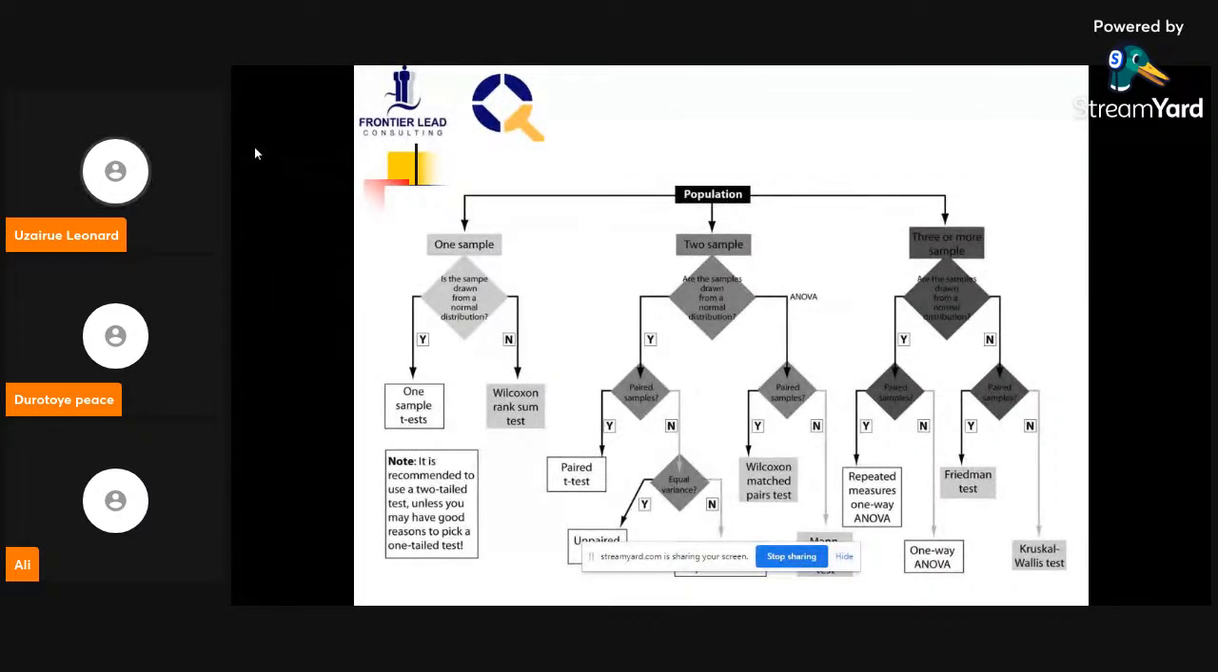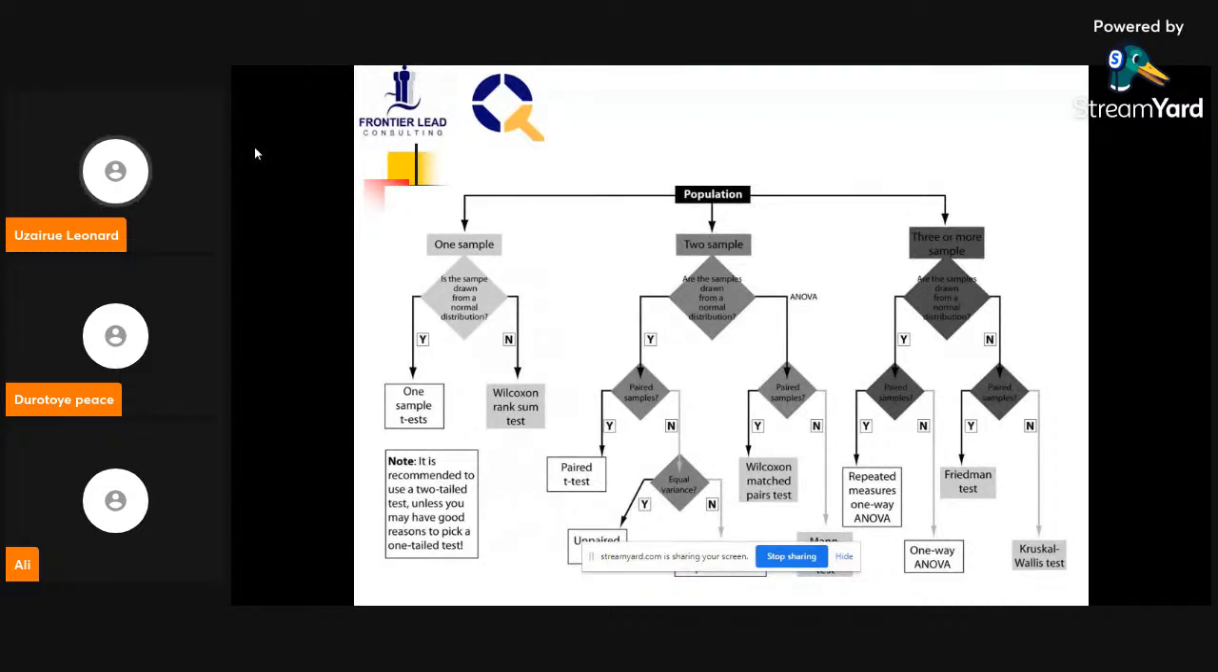Having obtained this variable or this sample, is the sample normally distributed? Because if the sample is normally distributed, there is a kind of analysis that you will be carrying out on that data. Then if this sample is not normally distributed, there's also another type of statistical test that you are going to use, as the case may be. So the first question you ask yourself is, what kind of sample is this? Is it a one sample?